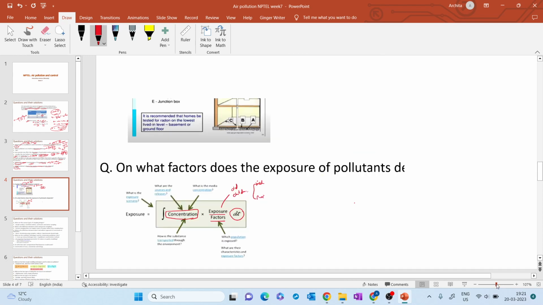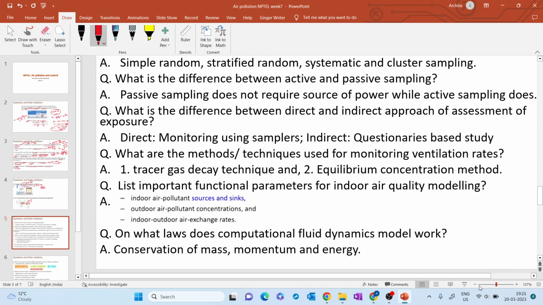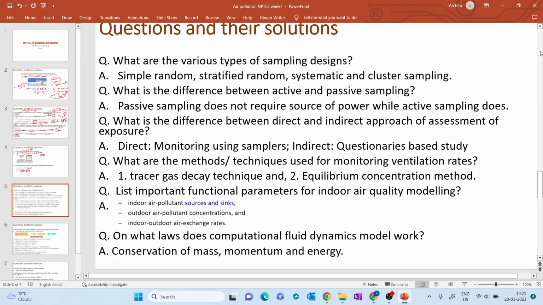Now we move towards the next lectures. Okay, so next is the various types of sampling designs. So sampling designs are, let's say, if I am studying indoor pollution, then how we should proceed. So there are four different types of sampling design that are studied. One is simple random, another is stratified random, then systematic and cluster sampling.